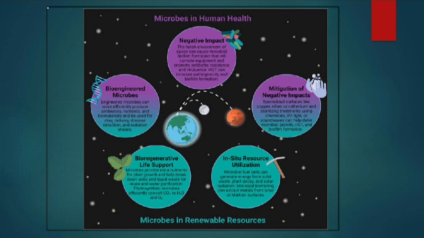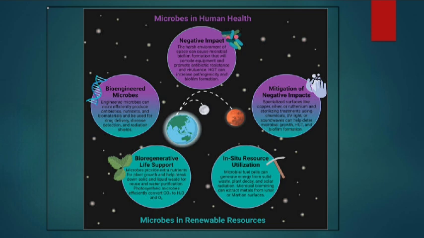Microbes in human health. Microbes as a renewable resource. First, microbes in human health. Negative impact: the harsh environment of space can cause microbial biofilm formation that will corrode equipment and promote antibiotic resistance and virulence. HGT, horizontal gene transfer, can increase pathogenicity and biofilm formation. Mitigation of negative impact: specialized surfaces like copper, silver, and titanium, and sterilizing treatment using chemicals, UV light, or sound waves can help detect microbe growth, HGT, and biofilm formation.